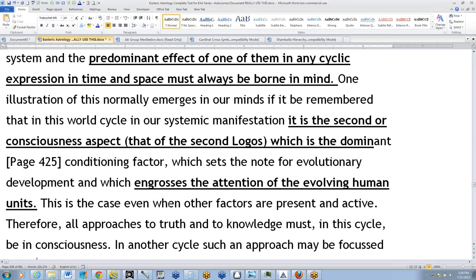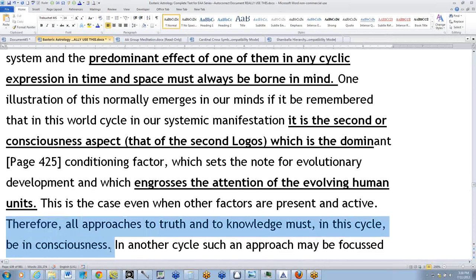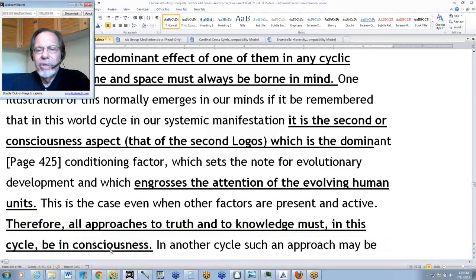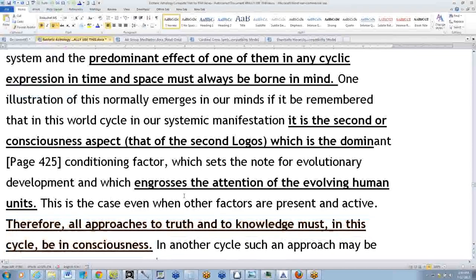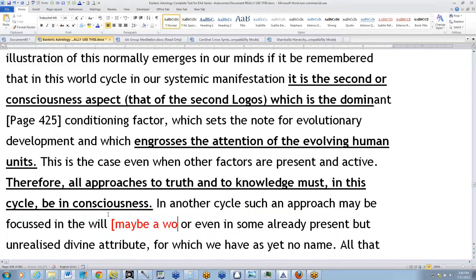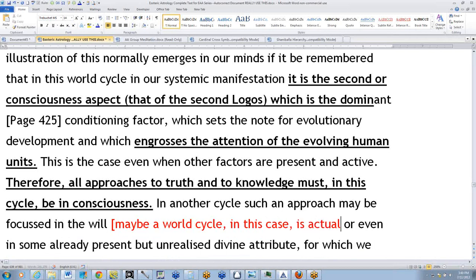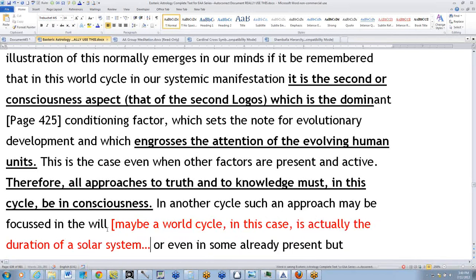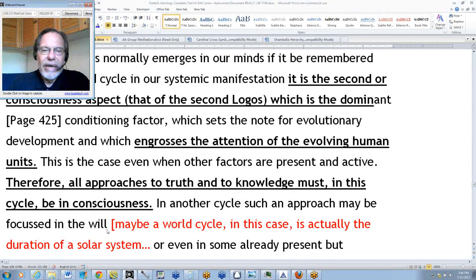Therefore, all approaches to truth and to knowledge must, in this cycle, be in consciousness and not just in outer formal achievement. Consciousness is so subtle, nothing seems to change in the outer world, yet everything changes in the perception of the outer world. So our progress is in the realm of consciousness, and that has to do with the second aspect of divinity. In another cycle, such an approach may be focused in the will. So maybe a world cycle, in this case, is actually the duration of a solar system, because it is precisely in the next solar systemic cycle that the will will be the objective.